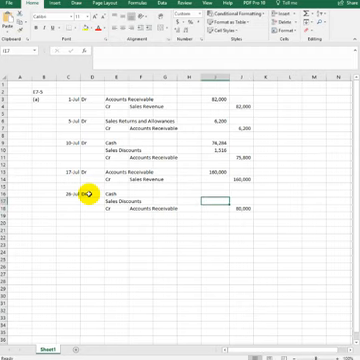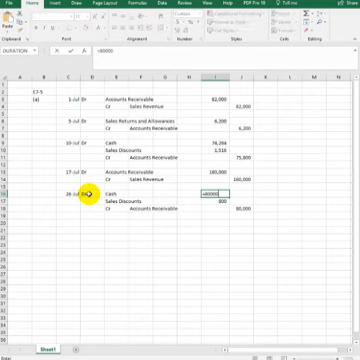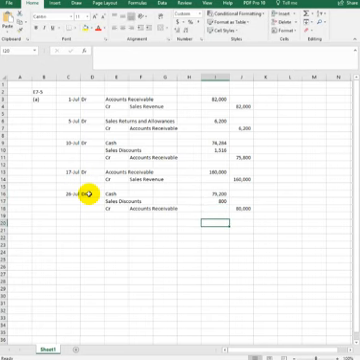Alright, so the sales discount in this case is 1%. So, whoops, equals 0.01 times 80,000 is 800. And so the cash we got would be the difference between the two. So 79,200. Pretty straightforward. And then on the 30th they paid us the rest.